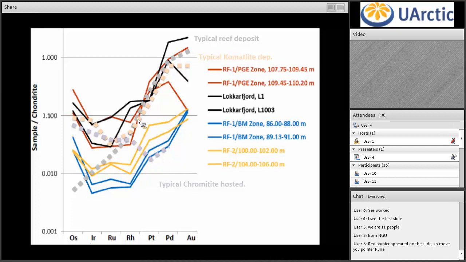If we compare that to known analyses from throughout the world, we can see that this is a pattern that does not agree with the typical reef deposits shown in gray. It does not really compare to the chromitite-hosted deposits shown in purple colors at the bottom. The best match that we're getting is actually when we compare it to typical chromitite deposits. In other words, chromitite flows, where we also see this osmium peak. There we do also have an iridium peak, and again, we don't really see that in Reinfjord.